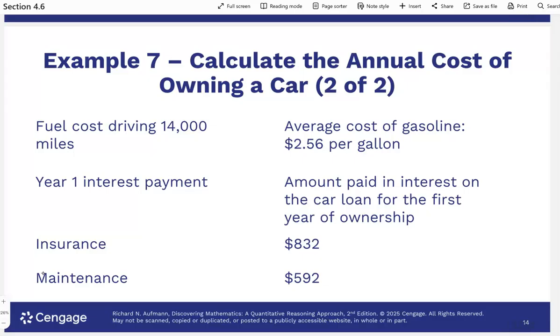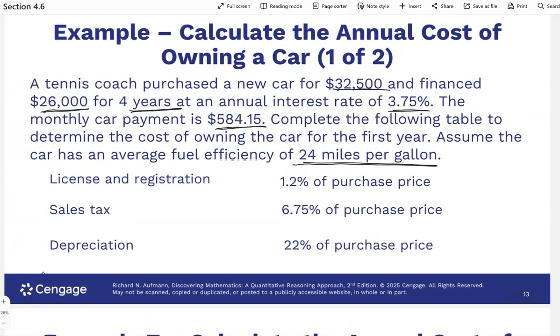So license and registration. Let's start back up here and we'll compute those prices off to the side. That's going to be 1.2% of the purchase price. So that purchase price was 32,500. So I'm going to take 32,500 and multiply it by 1.2%. Remember, I'm going to move that decimal 2 places to the left. So it's 0.012. So that's $390.